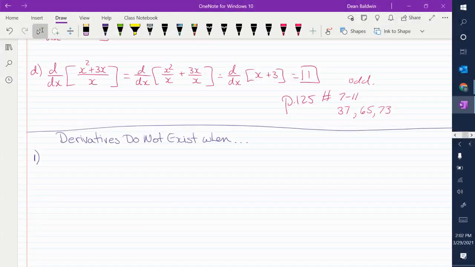All right. Derivatives do not exist in 4 specific places. All right. Number 1, vertical asymptotes. Which makes sense if you think about it.